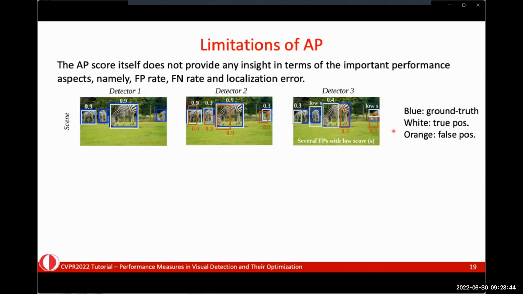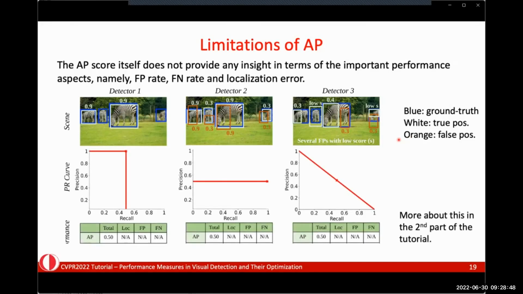Obviously, these 3 detectors have 3 different cases. Yet, these 3 different results with very different characteristics yield the same AP score. As you can see here, AP 0.5, 0.5, 0.5. We will talk about this and other limitations of AP in the second part of the tutorial, but this example just shows that AP lacks interpretability.